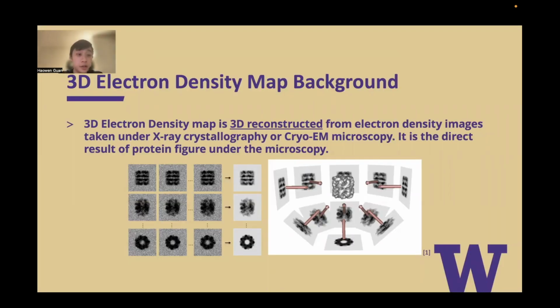Here is a little background on the 3D electron density map. A 3D electron density map is 3D reconstructed from electron density images taken under X-ray crystallography or cryo-EM microscopy. Both are mainstream methods for visualizing protein structure right now, and the 3D electron density map is the direct result of protein imaging under these microscopies. Here is a picture of the 3D reconstruction process.